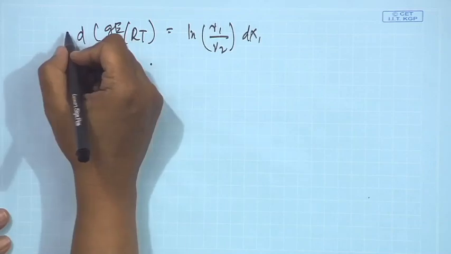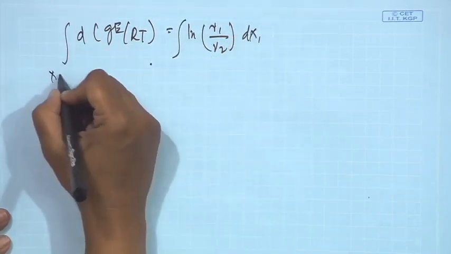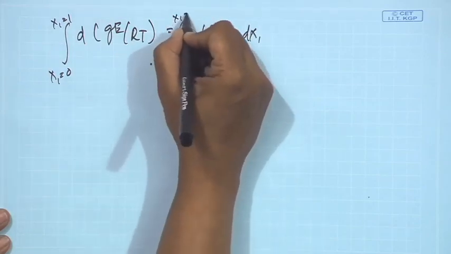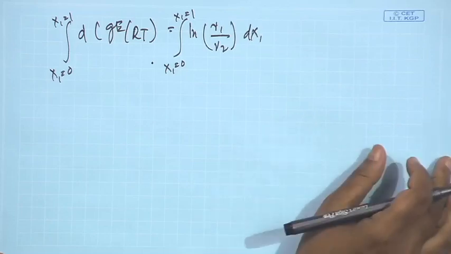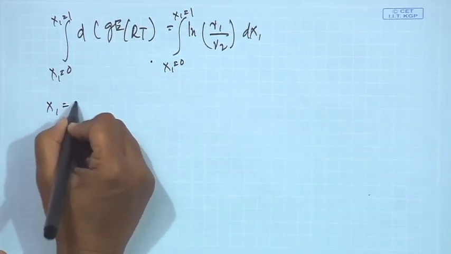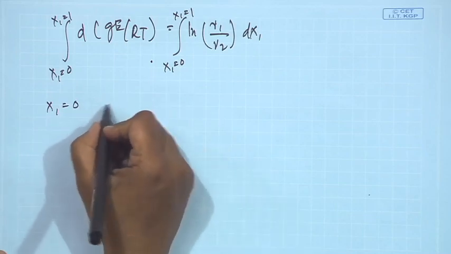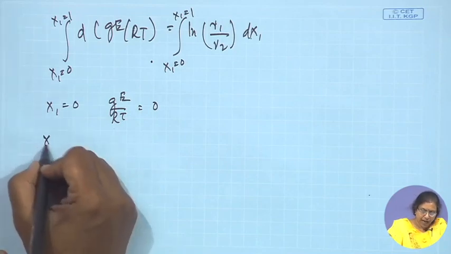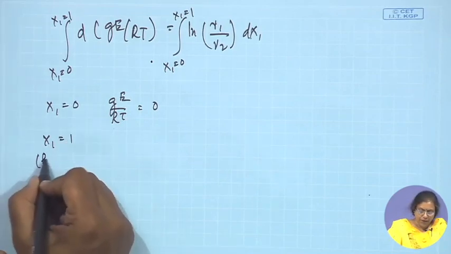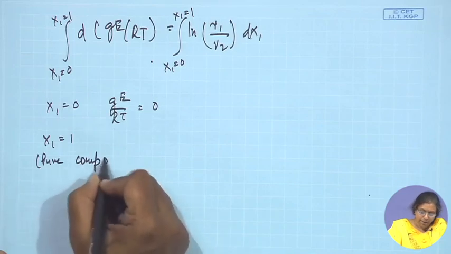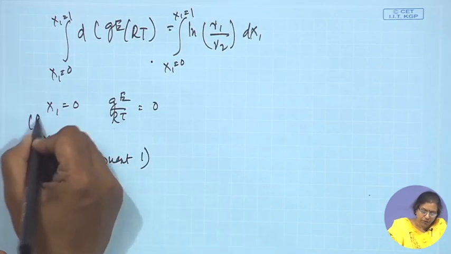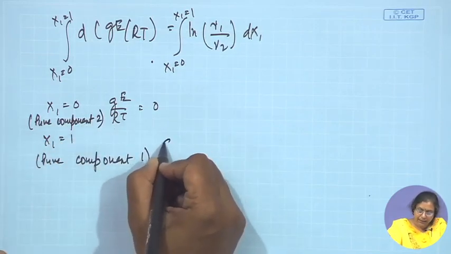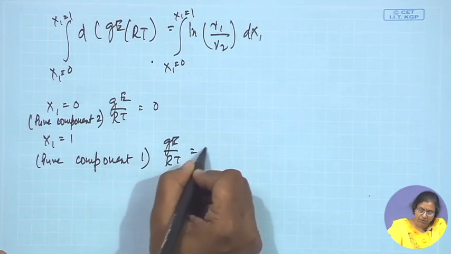We can integrate this particular equation, say from x1 equals 0 to x1 equals 1. Here also we integrate it from x1 equals 0 to x1 equals 1. What do we know? We know that at x1 equals 0 we have pure component 2, so naturally g by RT becomes equal to 0. At x1 equals 1, what do we have? We have pure component 1. When we have pure component 1, naturally under that case also g by RT becomes equal to 0.